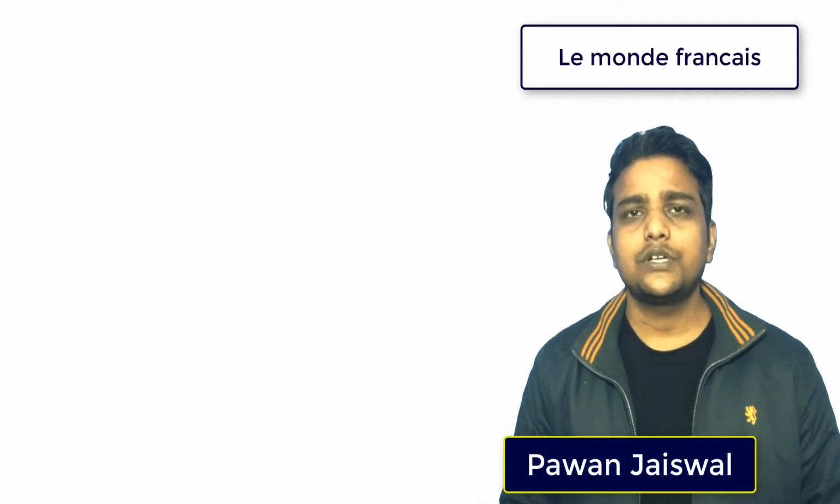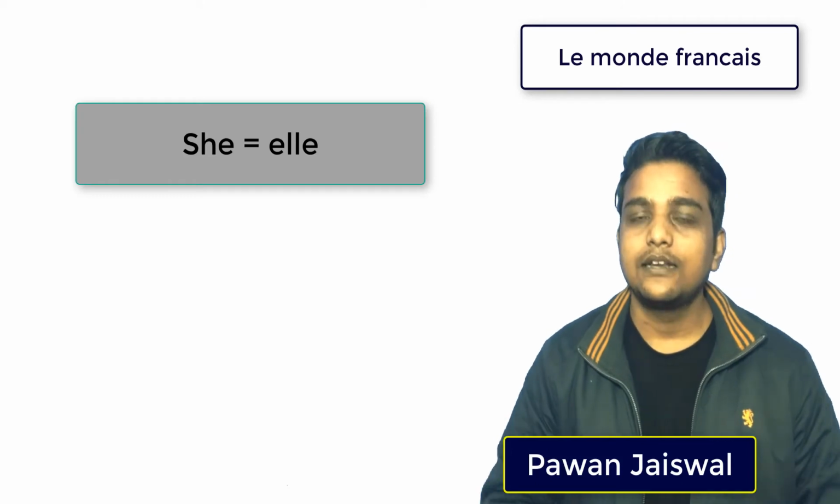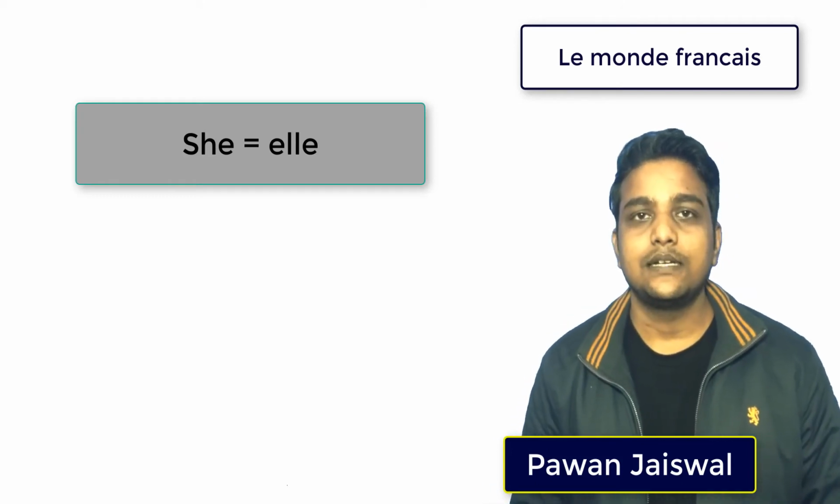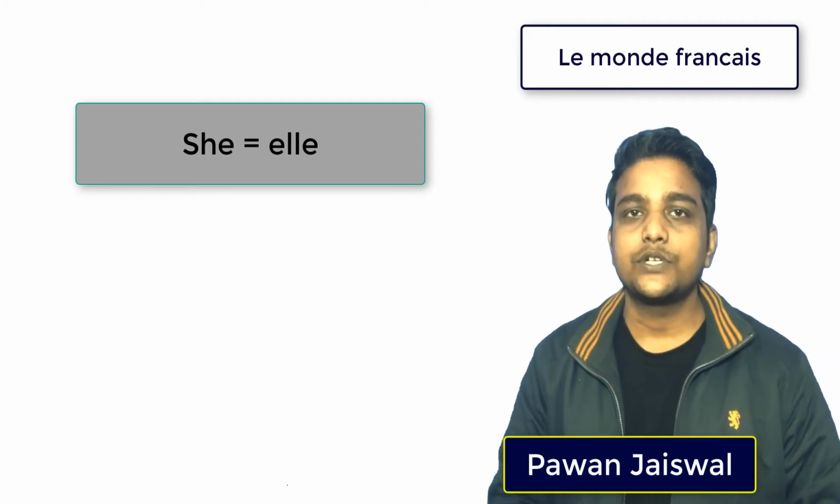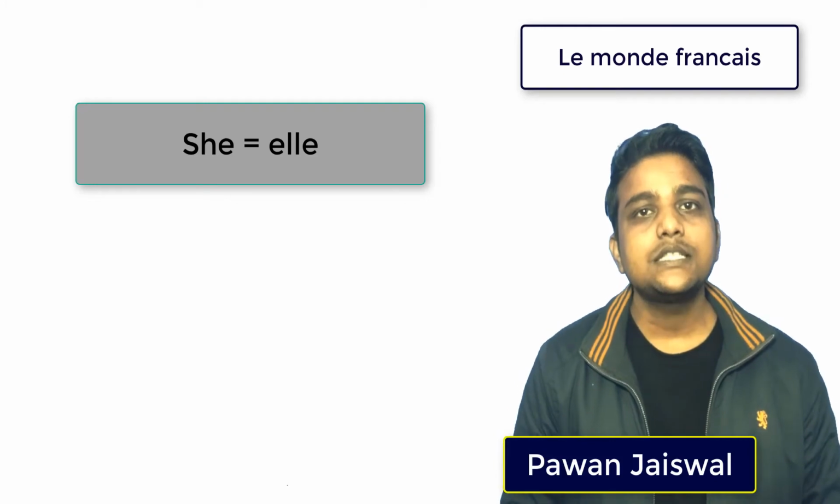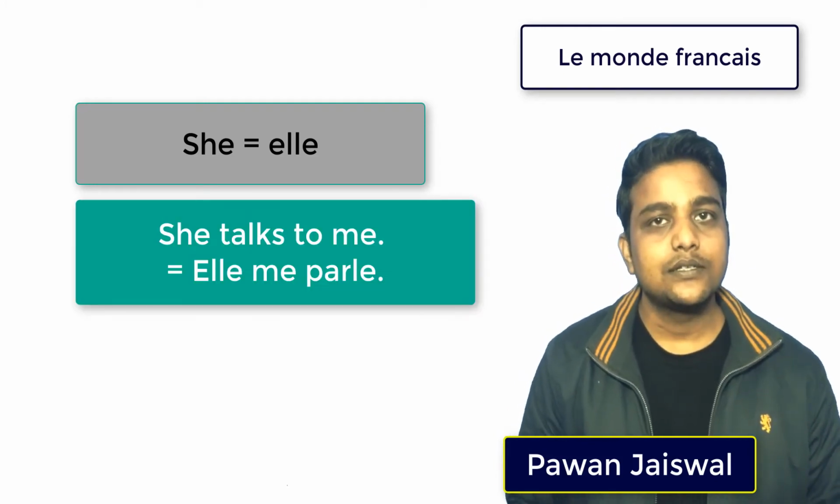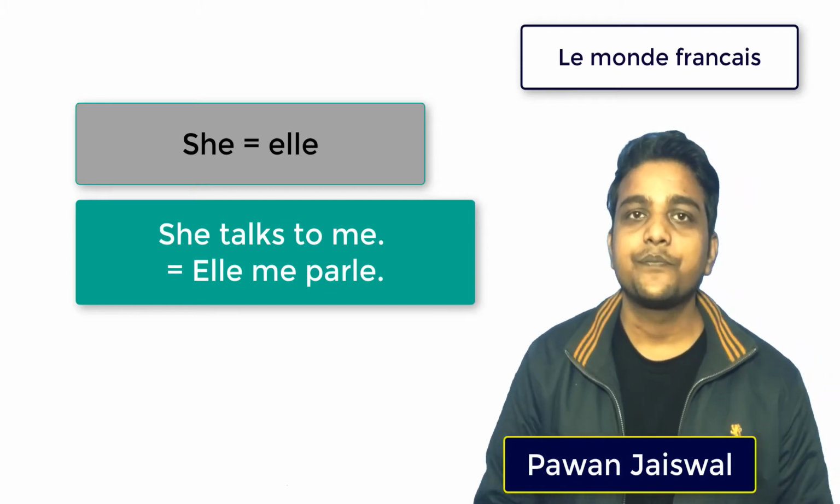The next word is she. What do you call she in French? It is elle. Let me just add an example to make you understand. For example, she talks to me. The sentence in French would be elle me parle. Elle me parle.